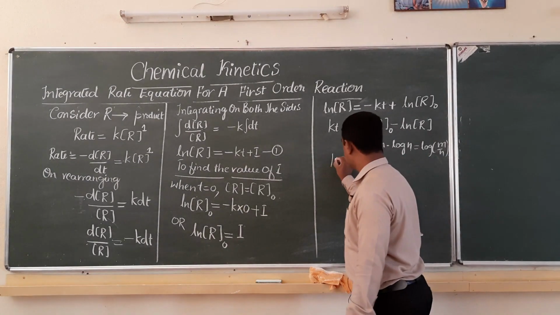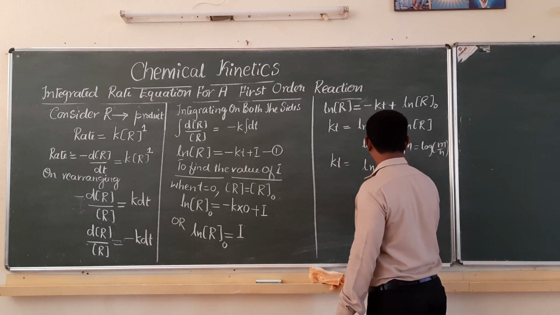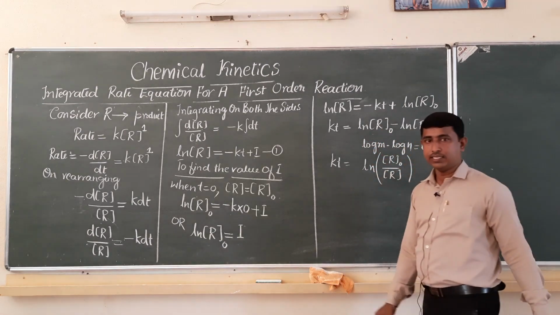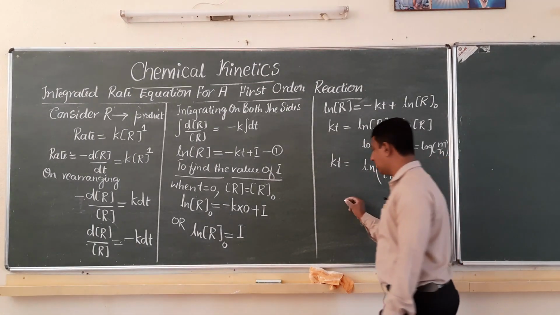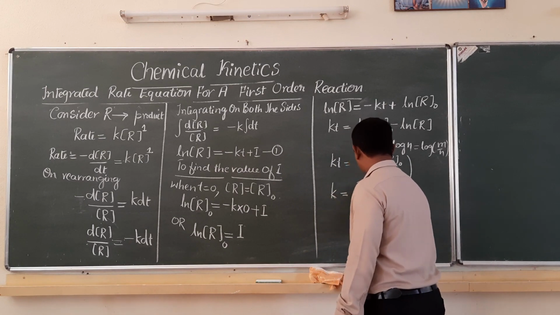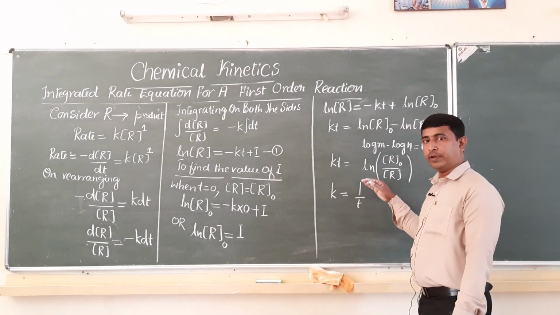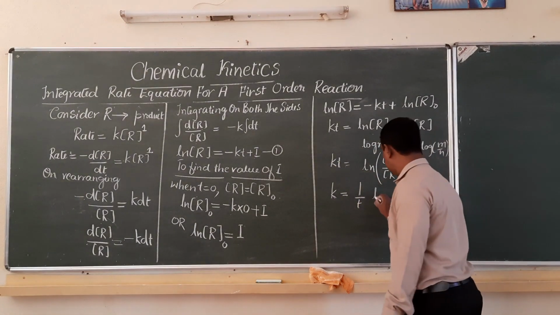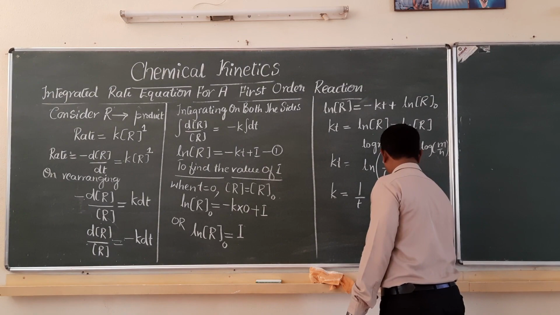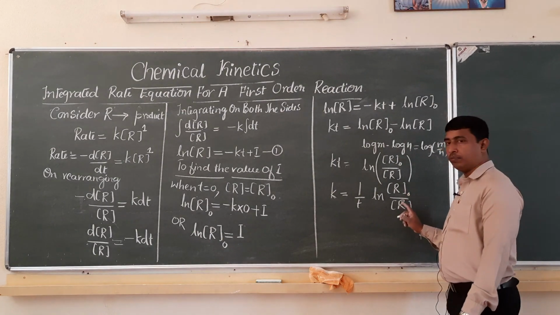So what can I write? Kt is equal to ln R0 by R, or k is equal to 1 by t. If I bring this t to the right hand side, it becomes by t, correct? So k is equal to 1 by t ln R0 by R.